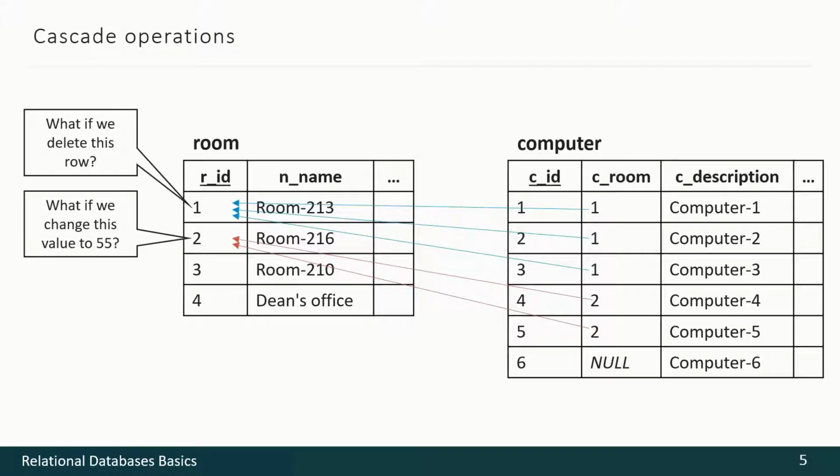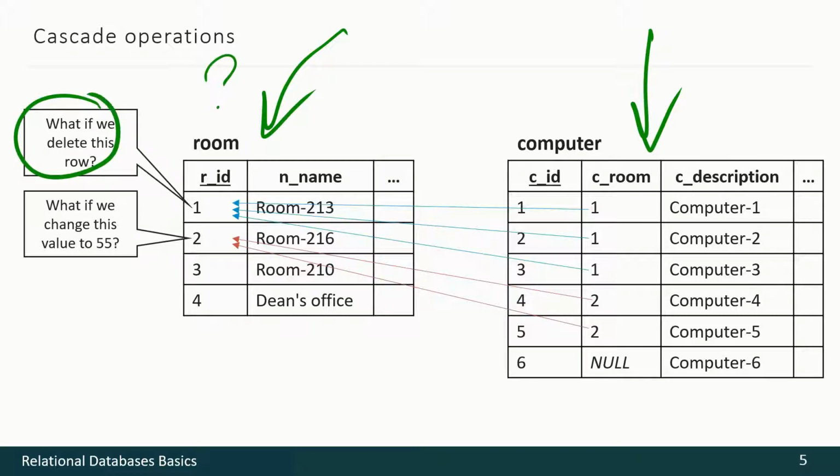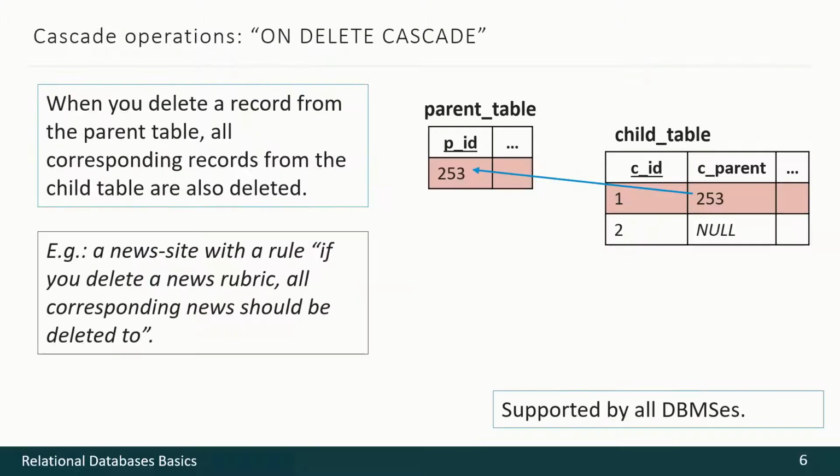We've just talked about operations with the child relation. But what if we perform some operations on the parent relation? What if we try to delete, for instance, this row that we see has corresponding rows here? Or what if we want to change this number to this number and we see that this number is here? What will happen? This situation is controlled by so-called cascade operations, and the first is on delete cascade.